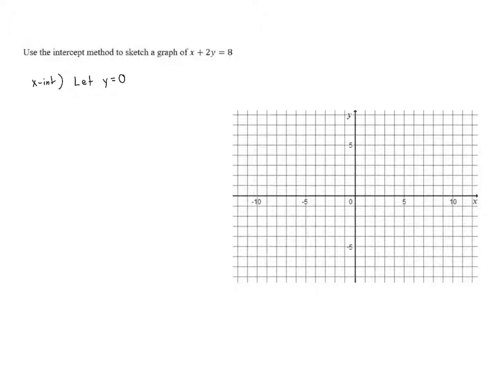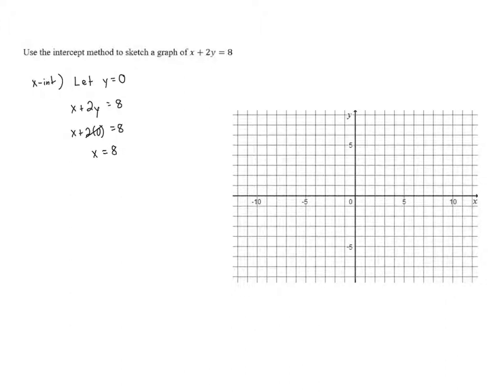The equation is x plus 2y equals 8, but if we let y equal 0, that's going to be x plus 2 times 0 equals 8. Now, anything times 0 is just 0. So that second term, 2 times 0, is 0. It's going to vanish entirely, and all we're left with is x on the left, and so x equals 8.